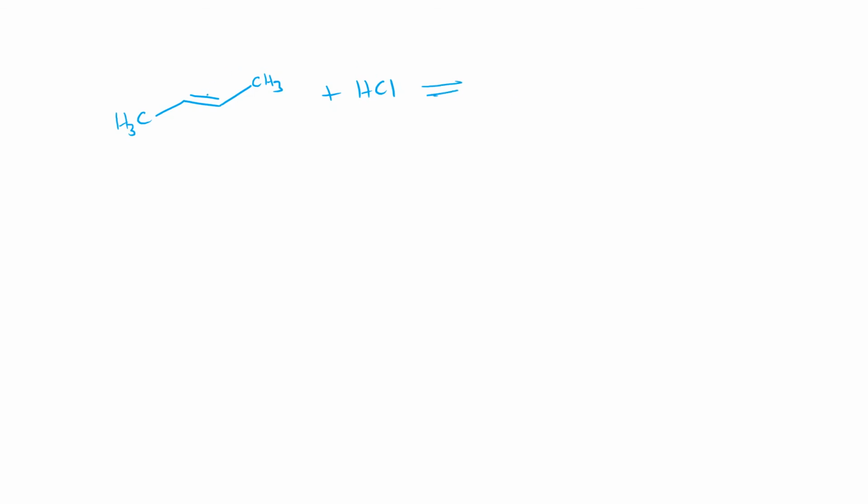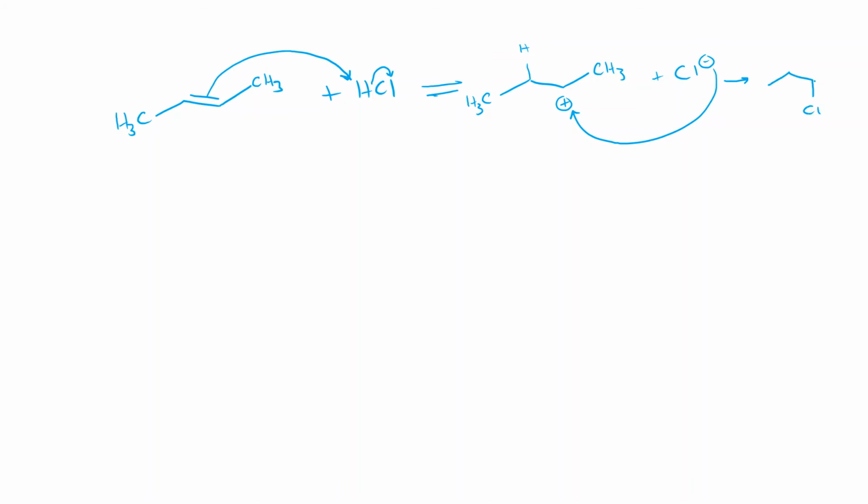Well, what's going to happen is our pi bond is going to attack that hydrogen, break the hydrogen-chlorine bond, and we're going to make a carbocation. This time I'm going to go the other way. But again, if you draw your carbocation on carbon 2 instead of on carbon 3, totally fine, right? You'll get the same product, more or less. It'll just be flipped over. Cl minus comes back in, attacks that carbocation, and we get 2-chlorobutane.